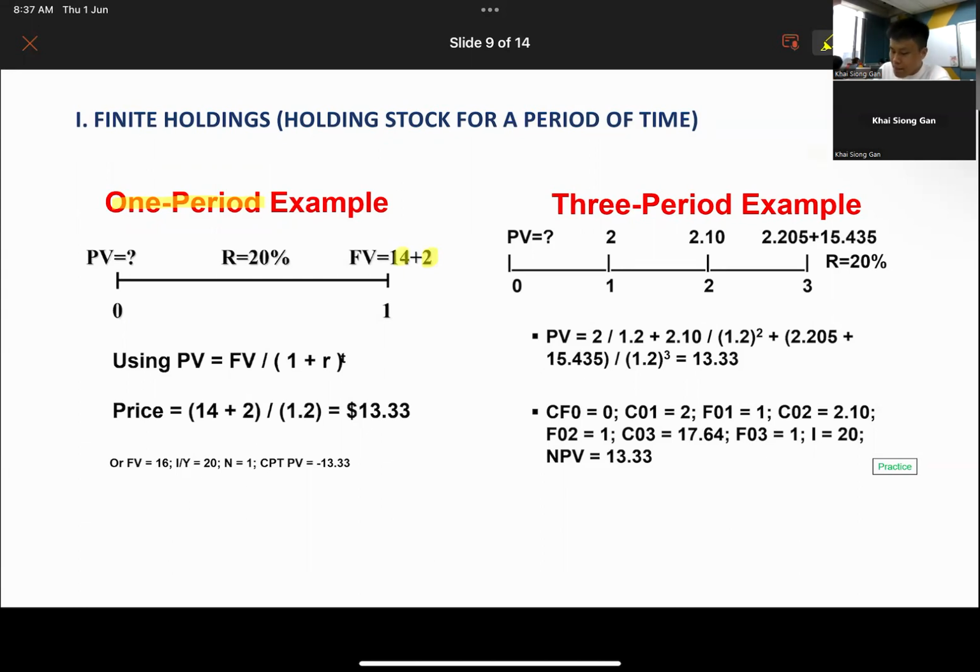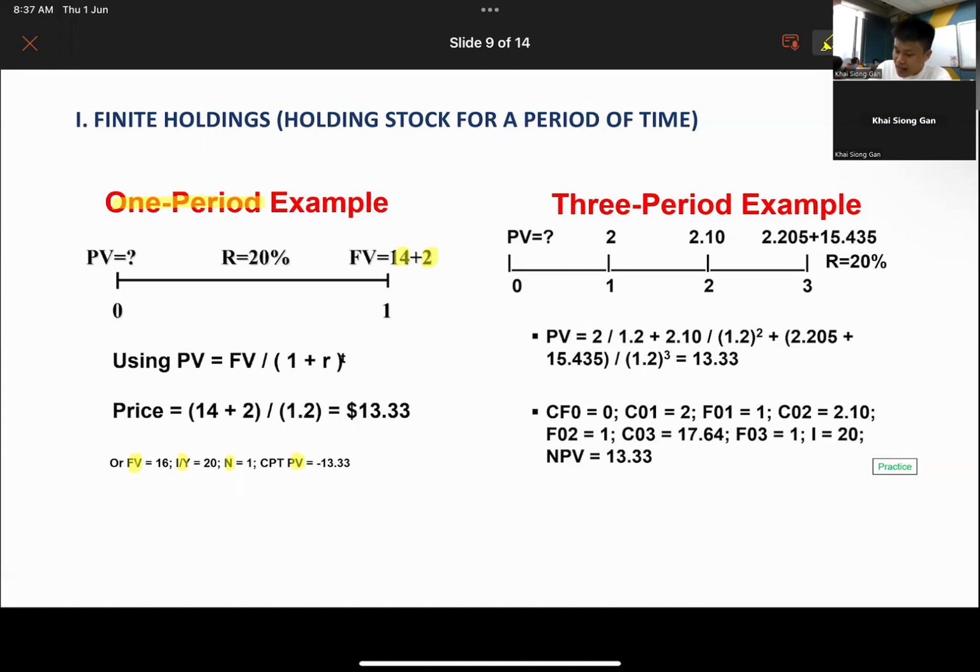If it's 1 period, you just use the same PV formula, in which you key in your future value, your interest rate, and your N, and you compute your present value. So that is a normal scenario, a recap of what we have learned about how to calculate the PV value.